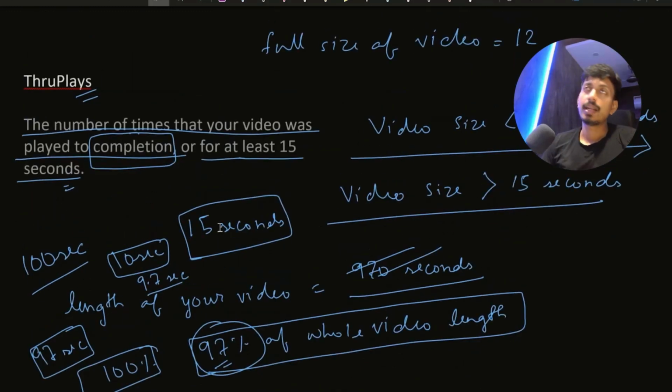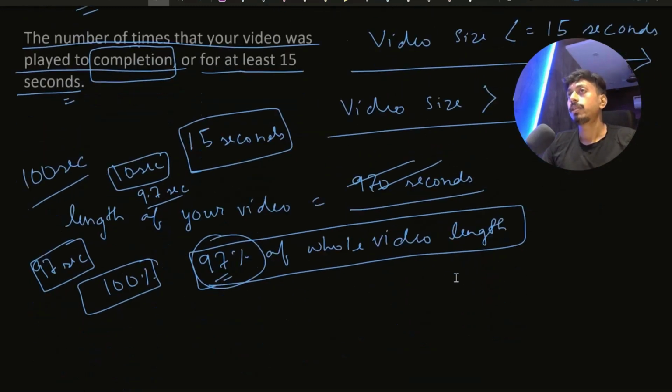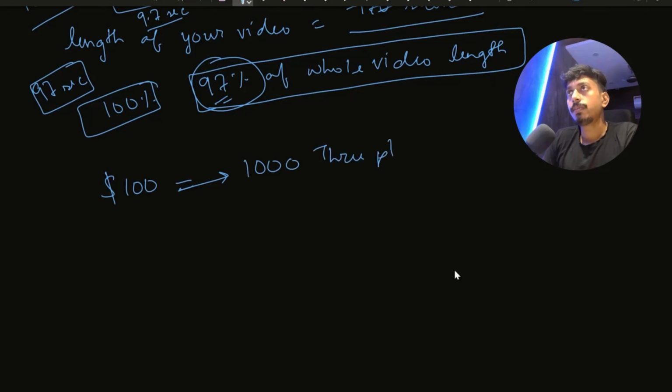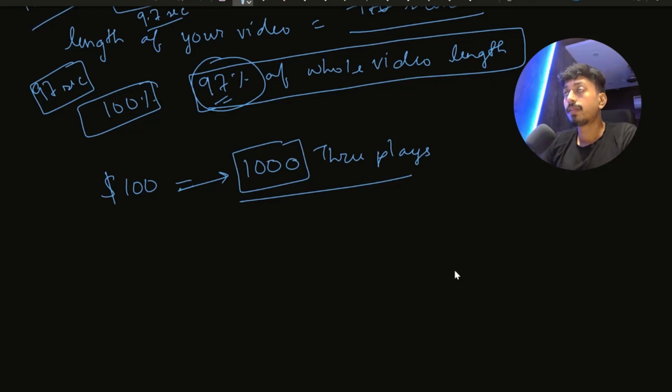Now again, as for other metrics, ThruPlay also has a cost associated with it. Now, an important stage in understanding videos. Let's say you spent $100 and you got 1000 ThruPlays. What does that mean? Whatever you are seeing here means you were able to engage the person who is watching the video. You were able to engage them 1000 times.